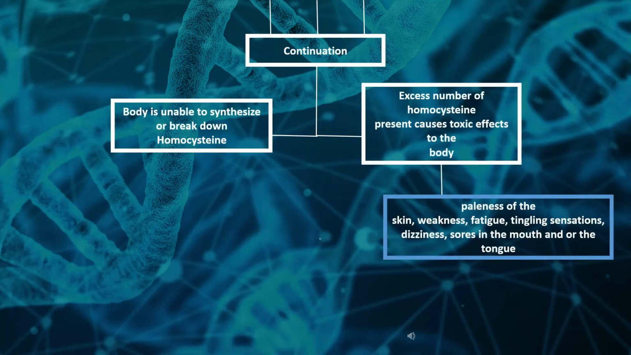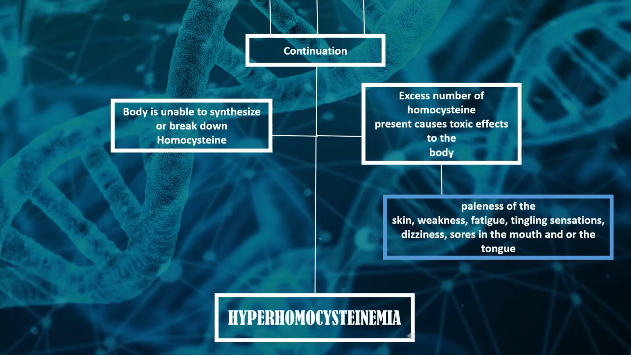Okay, next. In continuation, the body is therefore unable to synthesize or break down homocysteine. This causes a number of mechanisms such as, first, the excess homocysteine present in the body causes a toxic effect to the body. This can be seen as paleness of the skin, weakness, fatigue, tingling sensation, dizziness, and sores in the mouth or in the tongue. And this mechanism is therefore how hyperhomocysteinemia occurs.